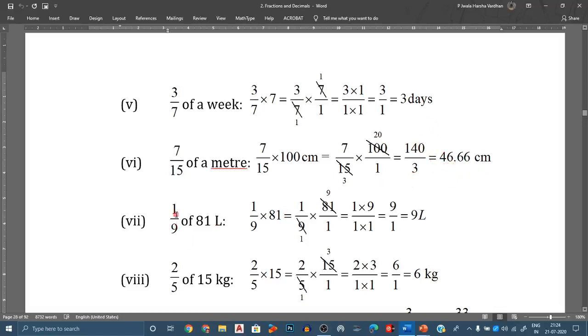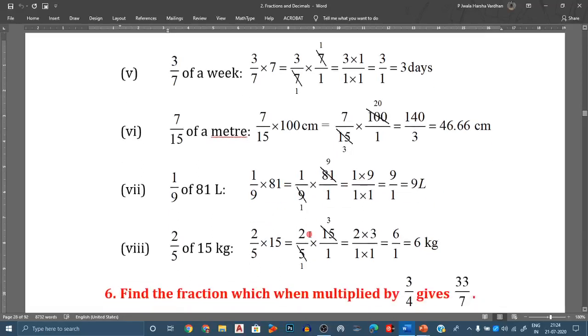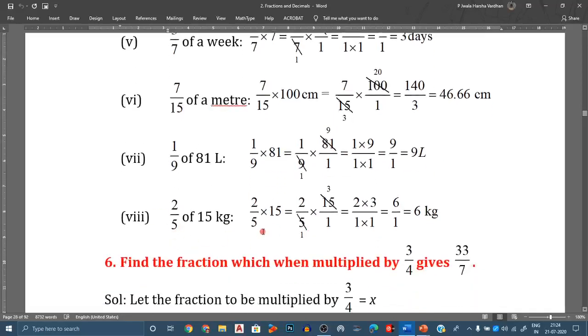Okay, next 1/9 of 81 liters. So 1/9 into 81. So now you can divide 81 by 9, 9 9s are 81. So 9 by 1 gives 9 liters. Okay, it's easy. Next 2/5 of 15 kg. So 2 by 5 into 15, 5 3s are 15. So 2 into 3 by 1 into 1. 6 by 1 gives 6 kgs. So 2/5 of 15 kgs is 6 kgs.